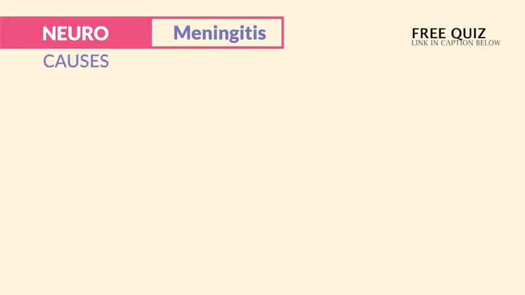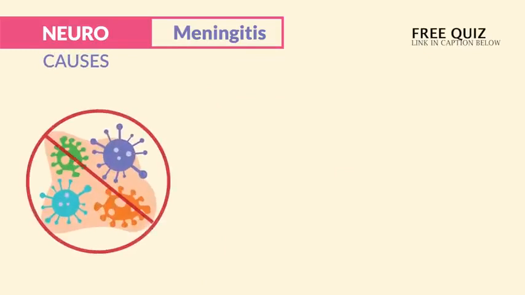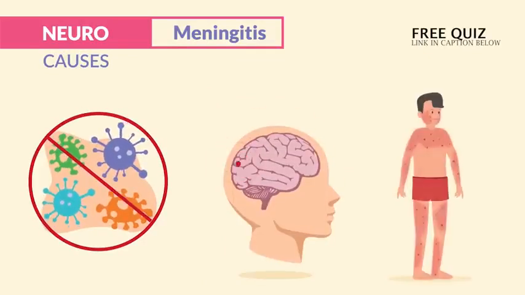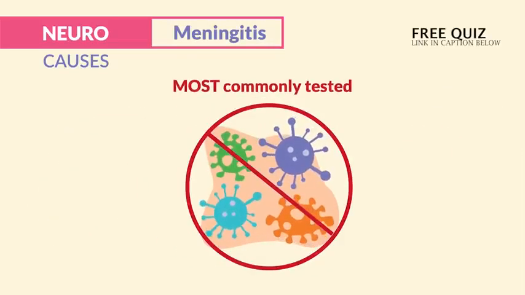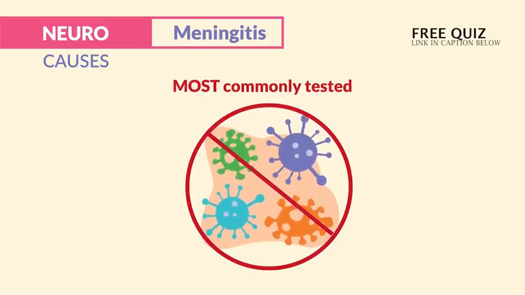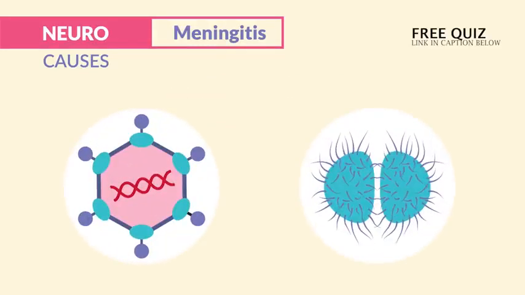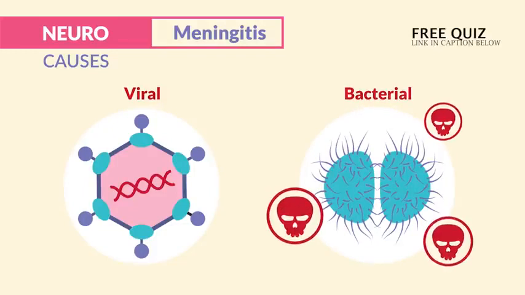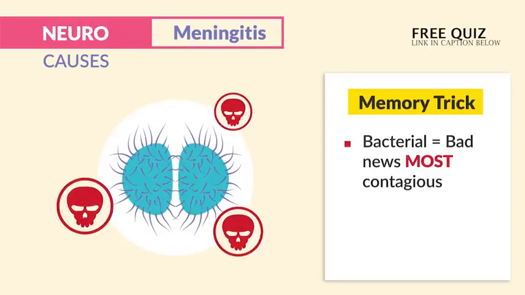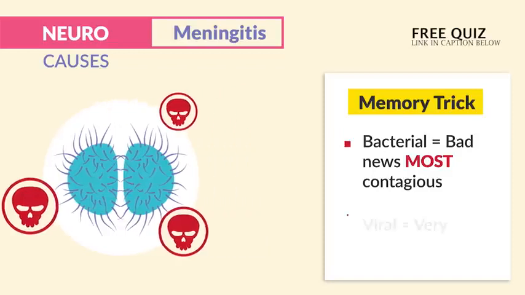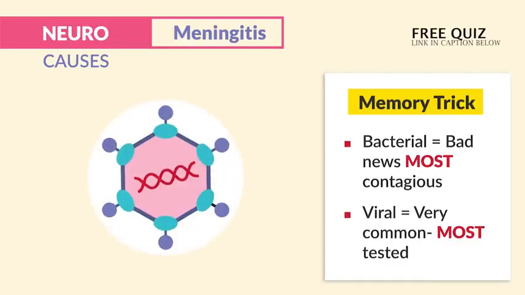Now, the causes of meningitis are very simple, typically due to infection, head trauma, or even an autoimmune disease like lupus. But infection is the most commonly tested since it's the most common cause. So for infection, we have 2 types: viral, which is the most common, and bacterial, which is far worse since it's most contagious. So the memory trick we use is bacterial, think bad news, since it's the most contagious. And for viral, just think very common, since it's the most tested.